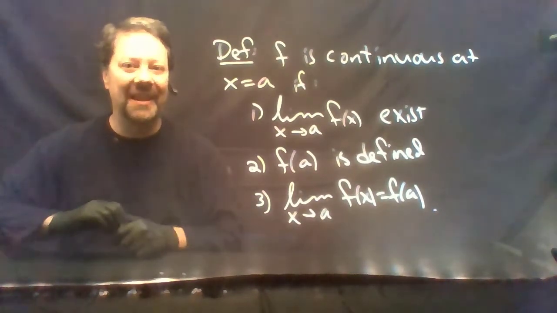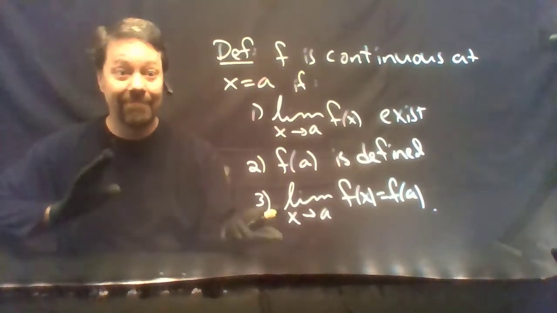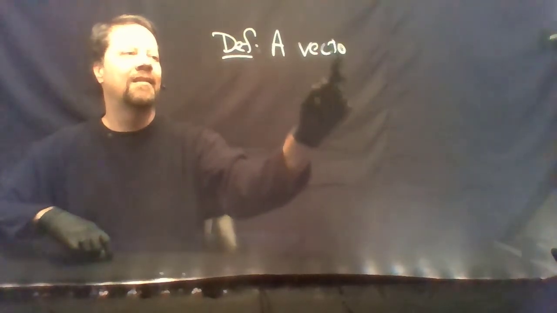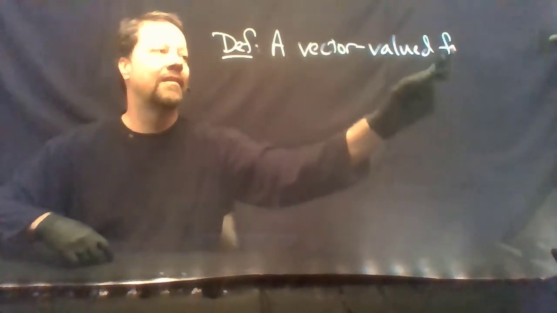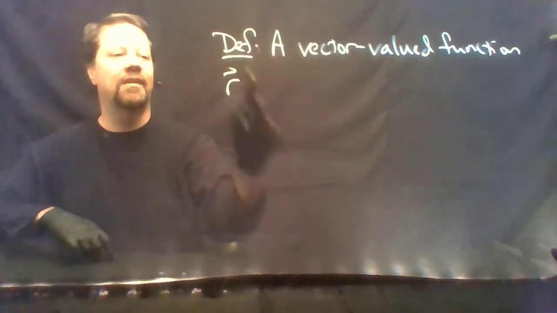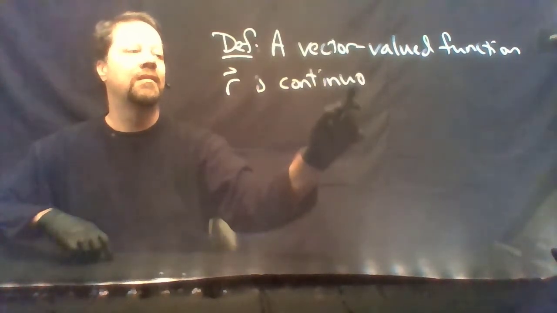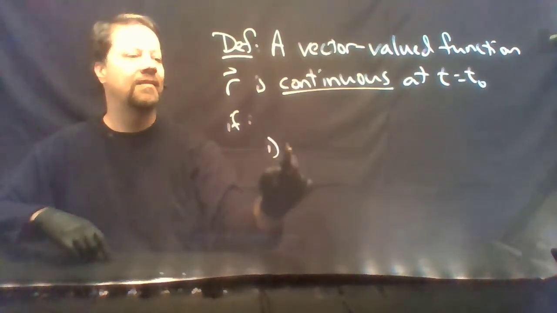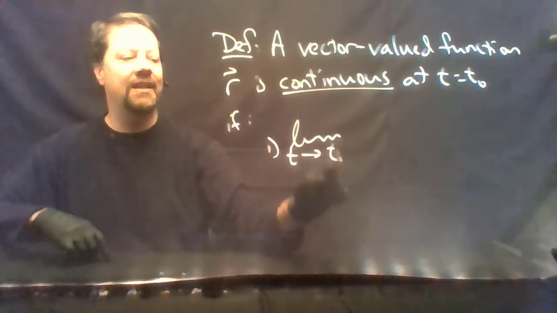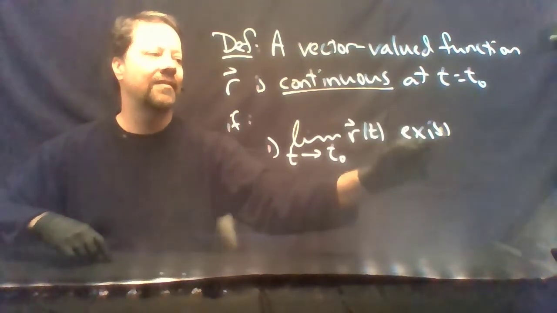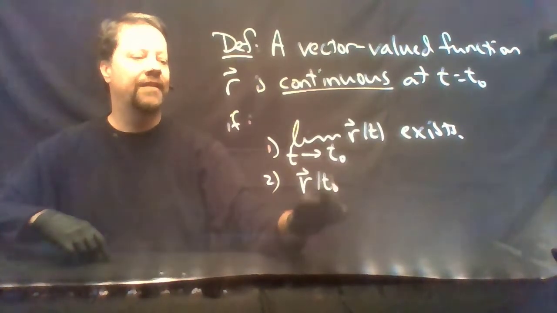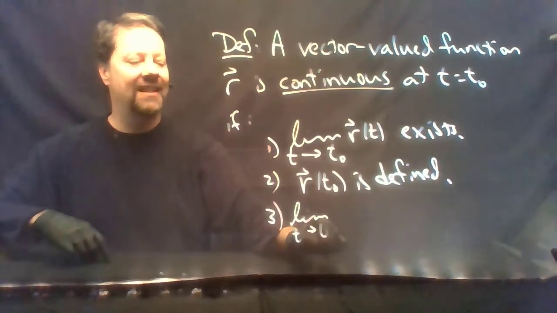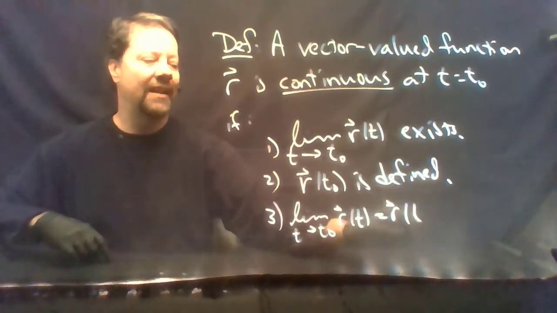Guess how we're going to define continuity in the context of vector valued functions? It'll be pretty much the same thing. A vector valued function r is continuous at t equals t naught if 1. The limit as t tends to t naught of r of t exists. 2. r of t naught is defined. And of course, in the limit as t goes to t naught of r of t, you get r of t naught.